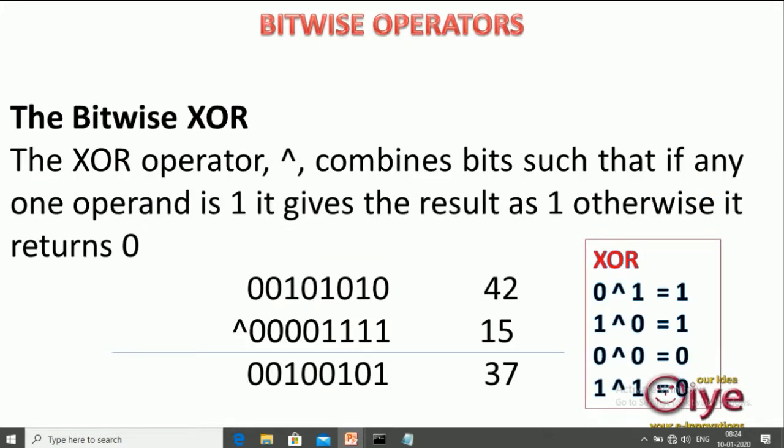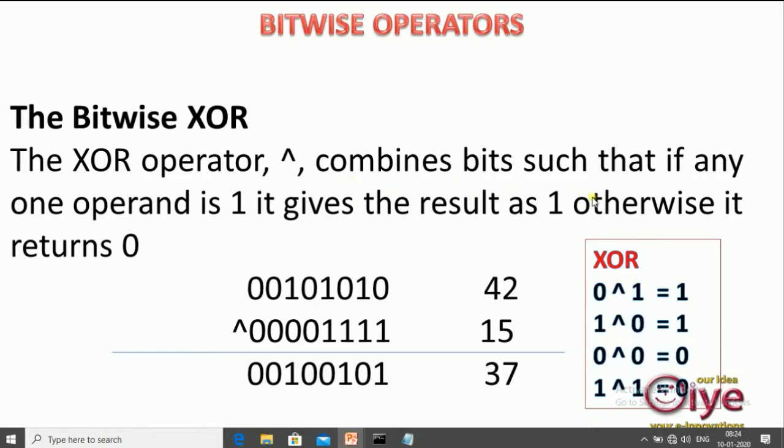Then bitwise XOR. The XOR operator is the caret symbol, you can see where it is on the keyboard. It combines bits such that if any one operand is 1, it gives the result as 1, otherwise it returns 0. Again we took the same numbers, 42, 15, so the result is 37. And here you can see one thing, when 0 and 1 is there, then there is a result. Anywhere 1 and 0, 0 and 1 is there, there will be a result, otherwise no result. And that is the XOR truth table.